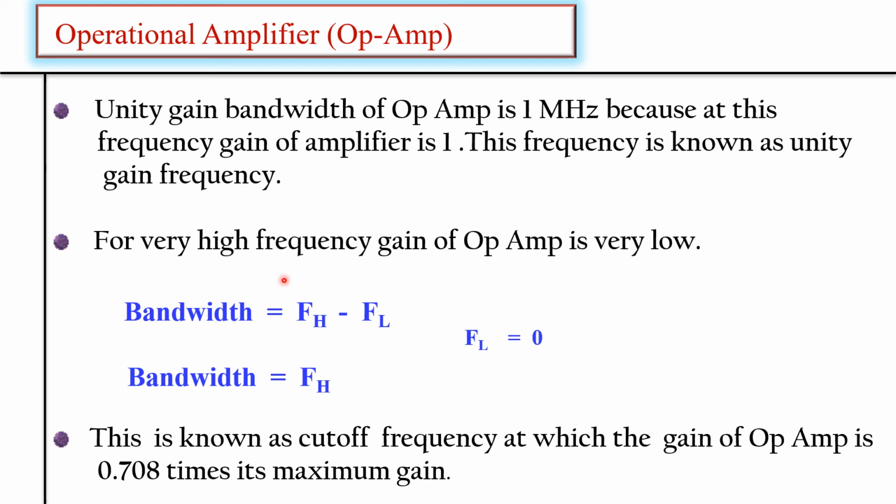The bandwidth is nothing but the higher frequency minus the lower frequency, but the lower frequency is 0, so bandwidth equals the higher frequency. This is known as the cutoff frequency, at which the gain of the op-amp is 0.708 times its maximum gain. And the gain bandwidth product is the product of gain and the cutoff frequency. Clear?